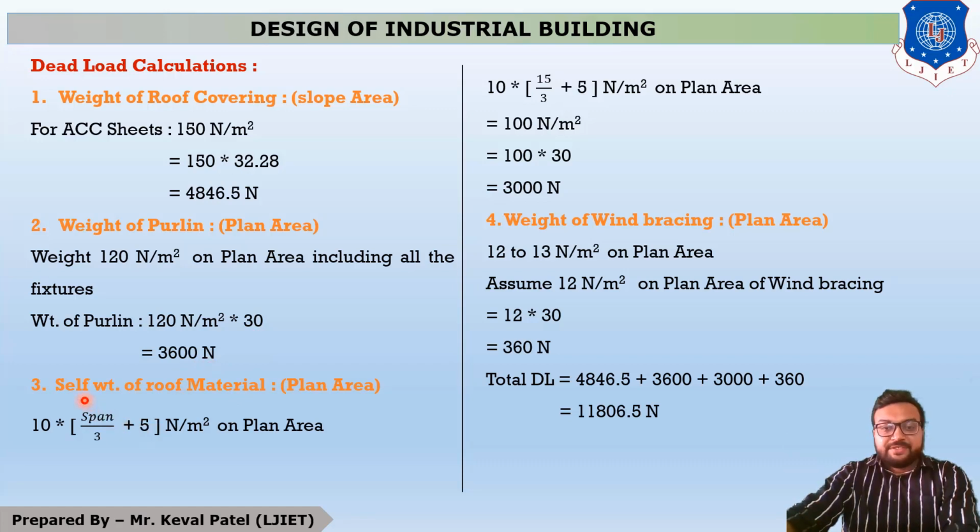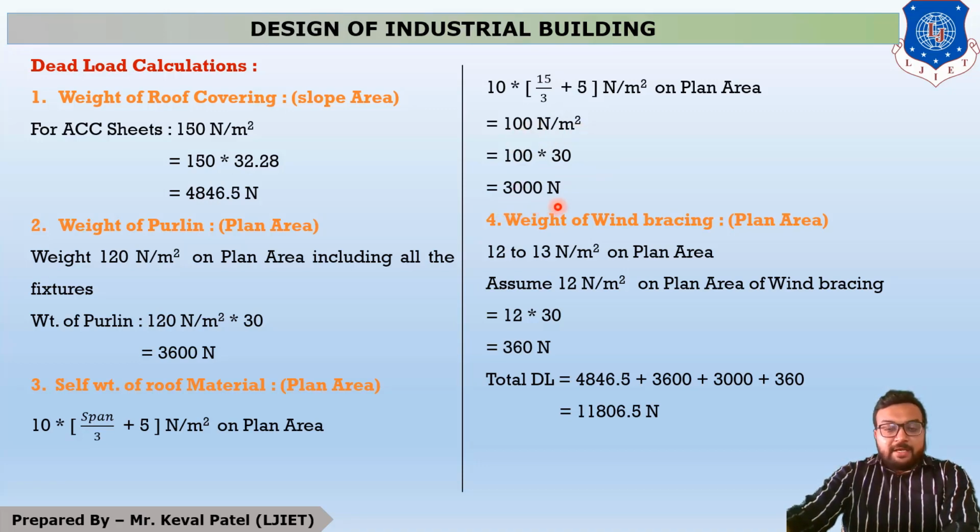Third is the self-weight of roof truss, and the equation is 10 into span by 3 plus 5. Now span means L. So what is the value of L? It is 15 meter. So if we put this 15 meter into this equation, we will get our answer 100 Newton per meter square. Now we have to convert Newton per meter square to Newton by multiplying by half plan area. So it is 3000 Newton.